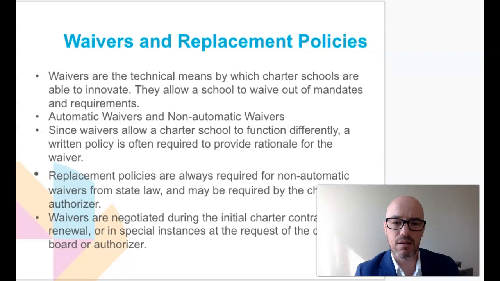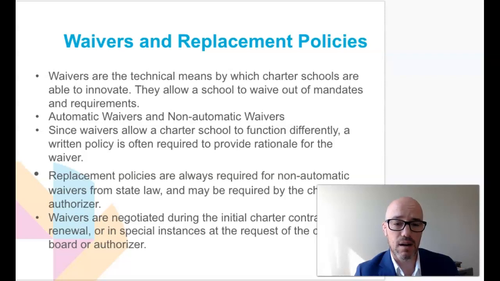Replacement policies are always required for non-automatic waivers from the state law and may be required for the charter authorizer. In District 49, we require all waivers from state law to have a written replacement and rationale plan, and those must be filed with the authorizer before they are approved into the contract.